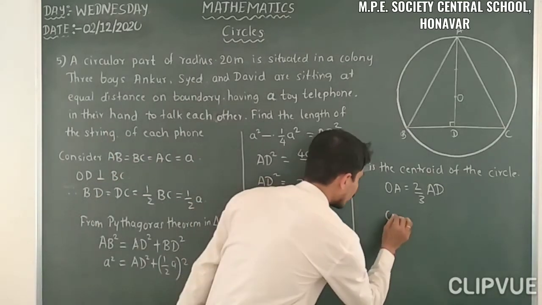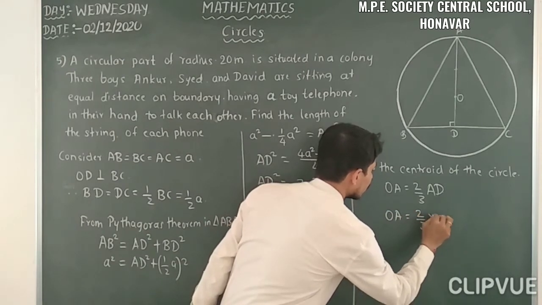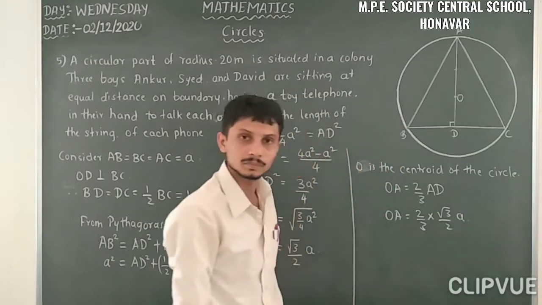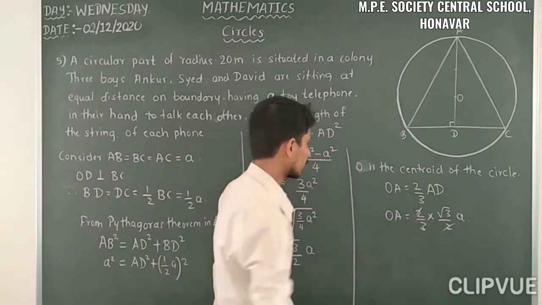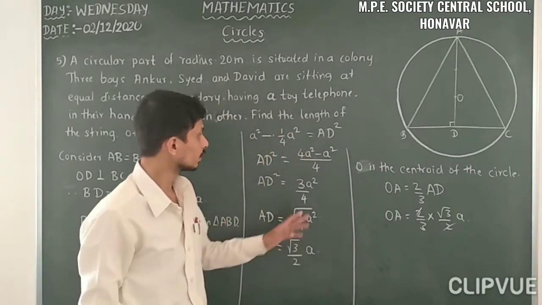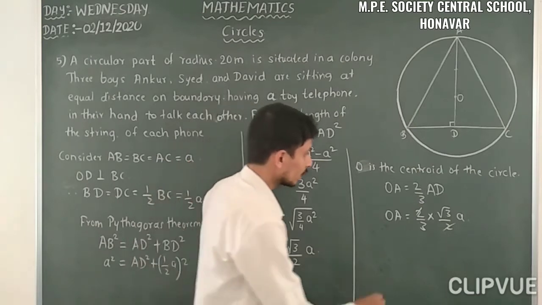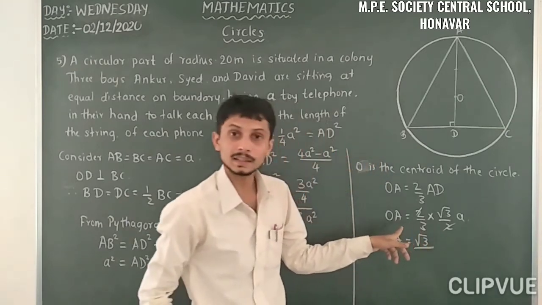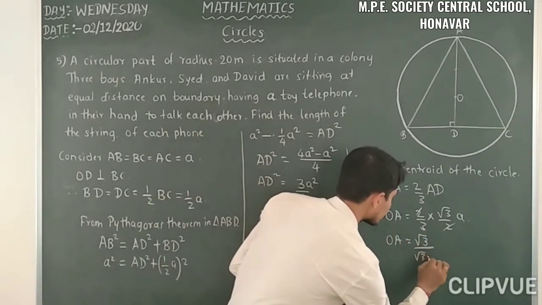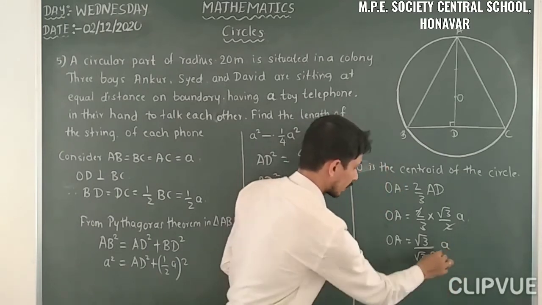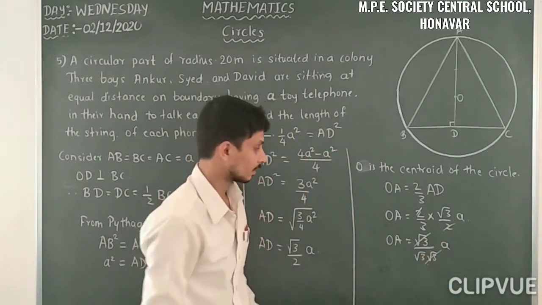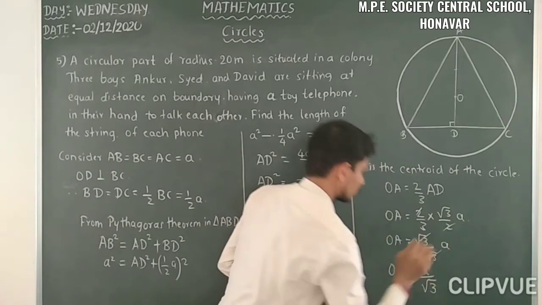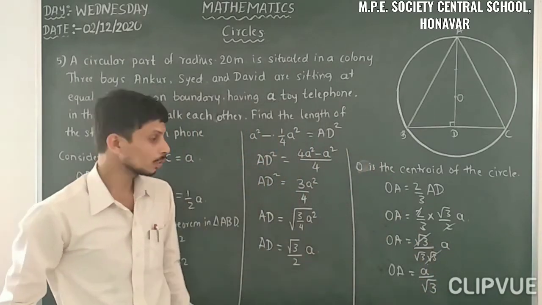Substitute it. OA is equal to 2 by 3 into root 3 by 2A. Here 2 and 2 get cancelled. So what is the remaining here? OA is equal to root 3 by 3, and 3 can be written as root 3 into root 3. So I will cancel out root 3 here. Then OA is equal to A by root 3. Yes, so we have OA is equal to A by root 3.